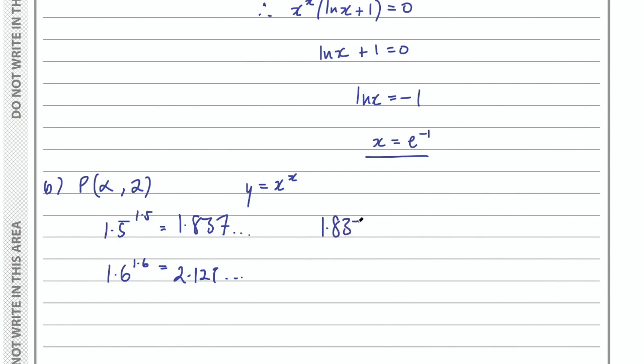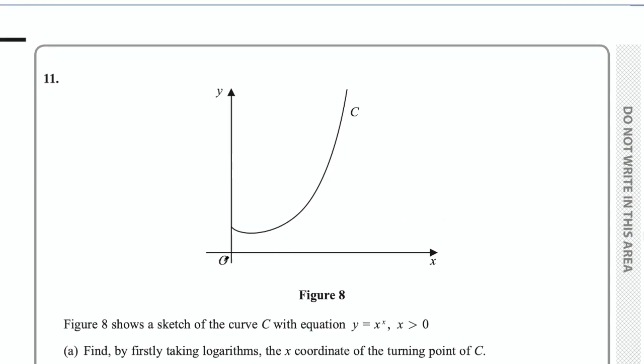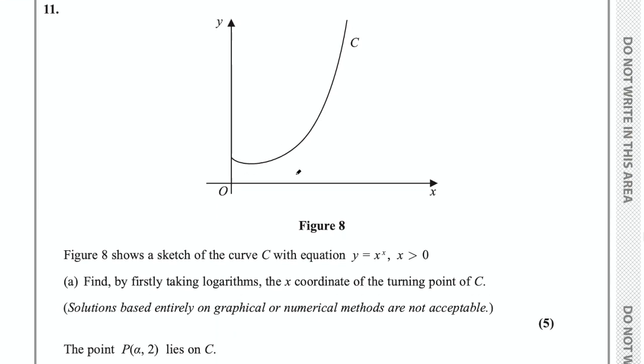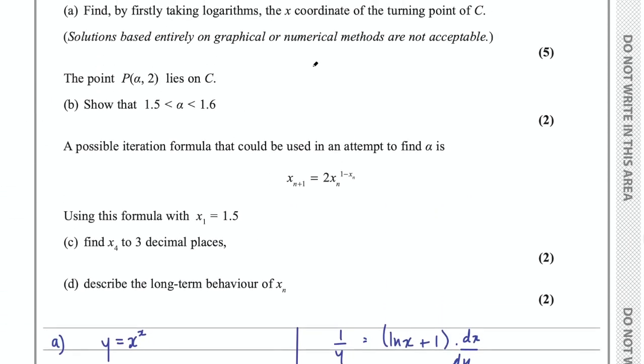Let's show that we clearly notice 1.837 is less than 2, and we clearly know that 2.12 is greater than 2, and we also know that C is continuous through that point because we're given the diagram. Okay, so this is showing a continuous curve, so we can assume that it's continuous, therefore we know that alpha is between 1.5 and 1.6. Okay, on to the next one.